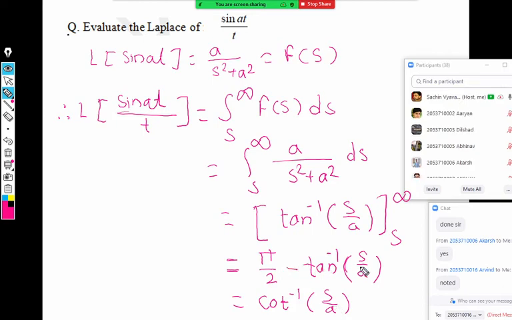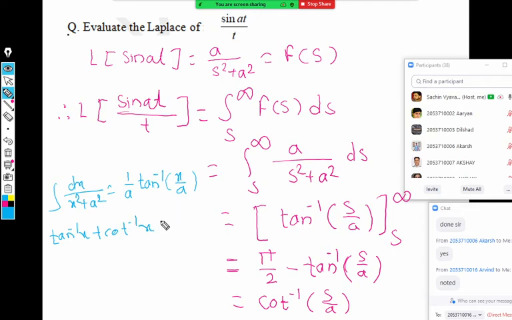So in the last step we used a property, and I will write the two formulas we used here. First formula we use: integral of dx upon x square plus a square is 1 by a tan inverse x by a. But in this case that a gets cancelled, so a is not written outside, not required. A is already in the numerator. Second thing we used: tan inverse x plus cot inverse x is always pi by 2. Because of that, the last step appeared.